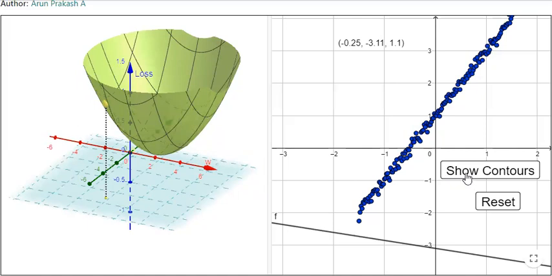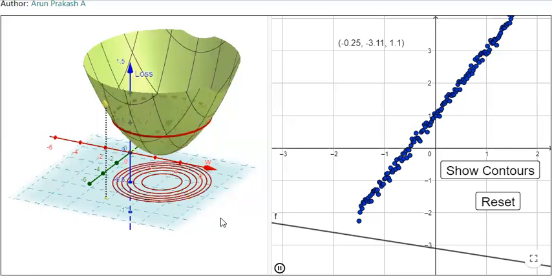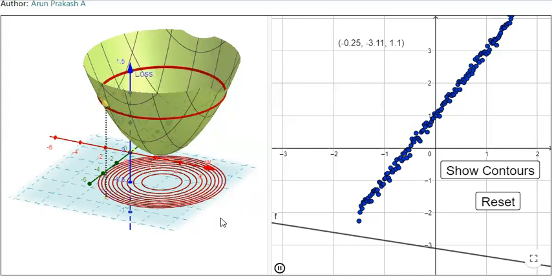If you click on this button, show contours, what is actually going on is that a plane is intersecting with this surface at various values of loss. For each value of loss, a contour is a circle in this case. You can see some 8 to 10 contour lines, for different values of loss.